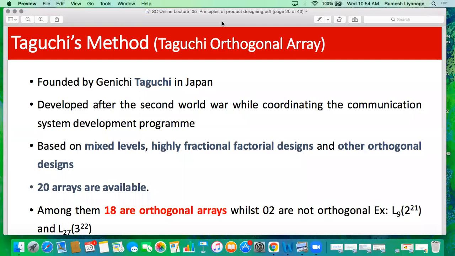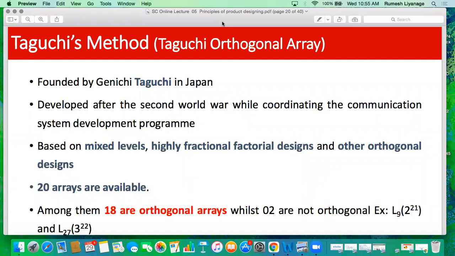For these programs, Taguchi, one of the very famous researchers, found these Taguchi designs. It is actually an orthogonal array, but there are some non-orthogonal designs too. So all Taguchi's designs are not orthogonal, right? Based on mixed level, highly fractional factorial designs and other orthogonal designs, there are 20 arrays. Among them, 18 are orthogonal, 2 are non-orthogonal.